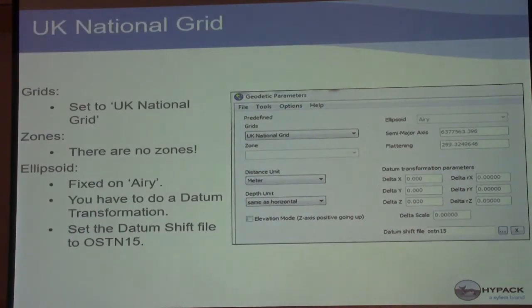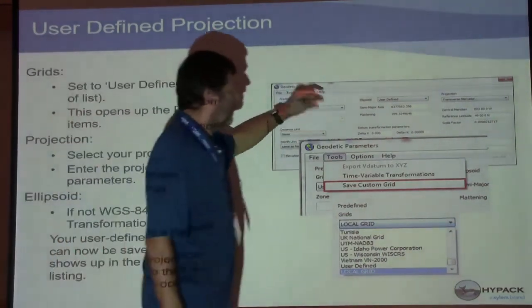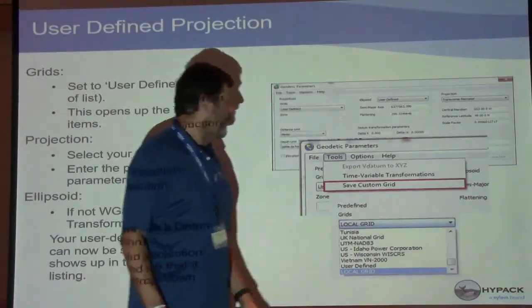Talked about the UK grid. See, it's the Airy ellipsoid. So again, like I said, anytime it opens up those options there, you're pretty much required to do a datum transformation. Okay. So again, if I went into those user-defined parameters as I mentioned earlier, I go in here, change all these different values, get the right values.